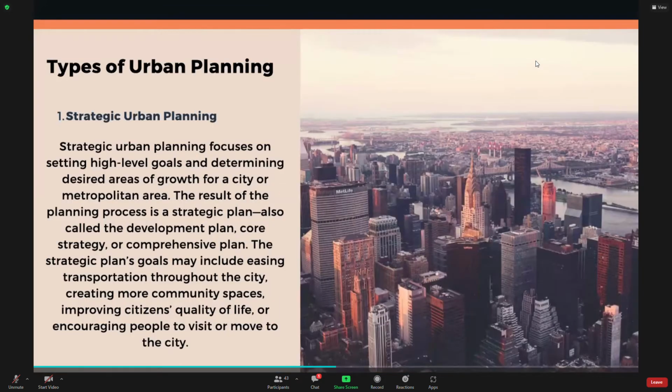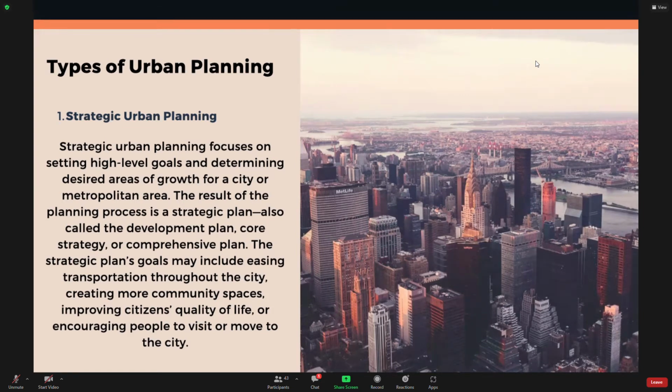Okay, so now we're moving to types of urban planning. In today's lecture, I will cover like seven types of urban planning. So what are the types that you might meet or find in the future? So first is strategic urban planning.